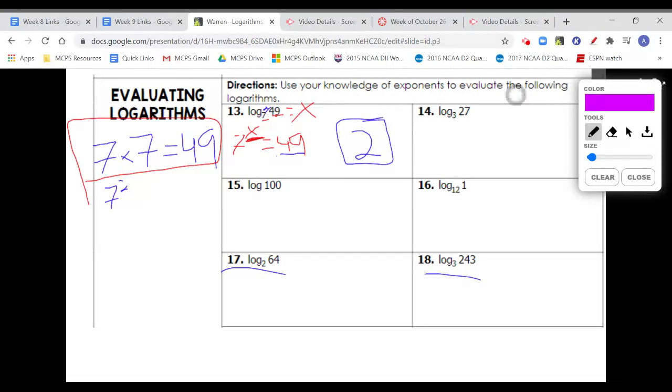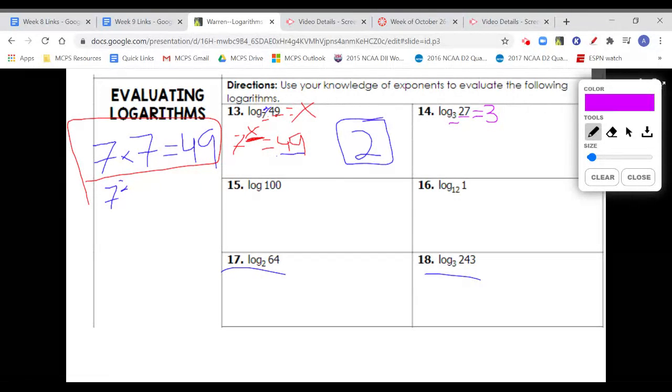Looking at number 14, this one here, this asks, how do I get from 3 to 27, right? What exponent does it take to get me from 3 to 27? I personally know in my head that 3 cubed equals 27, so 3 to the third power. And all you have to do here is write that exponent. That's all the log is asking: what's the exponent that takes me from 3 to 27?